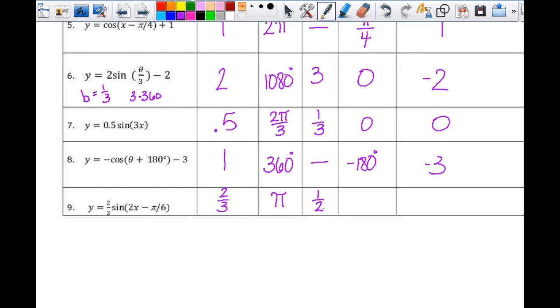phase shift here, I need to factor out. So this becomes y equals 2/3 times the sine of 2 times x minus pi 12ths. You can always double check yourself when you multiply back in. 2 times x is 2x. 2 times pi 12ths would be 2 pi 12ths, which is pi 6ths. So things look good there. So your shift, this is negative, which means it's a positive shift of pi 12ths. And then your vertical shift is 0, because there isn't one.